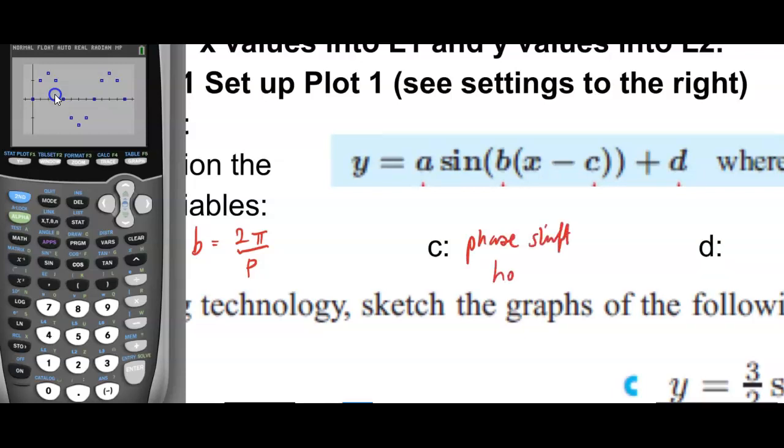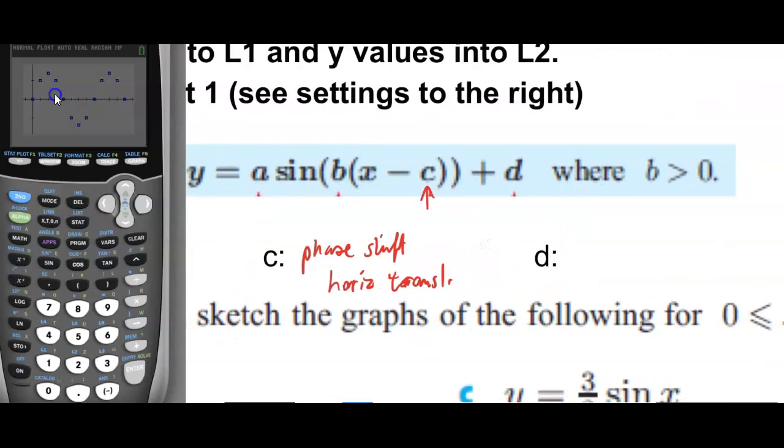C is the phase shift, or the horizontal translation, right? So we could just find the starting point of our cycle, and then we can put the starting point value in for C, and that will be a phase shift.